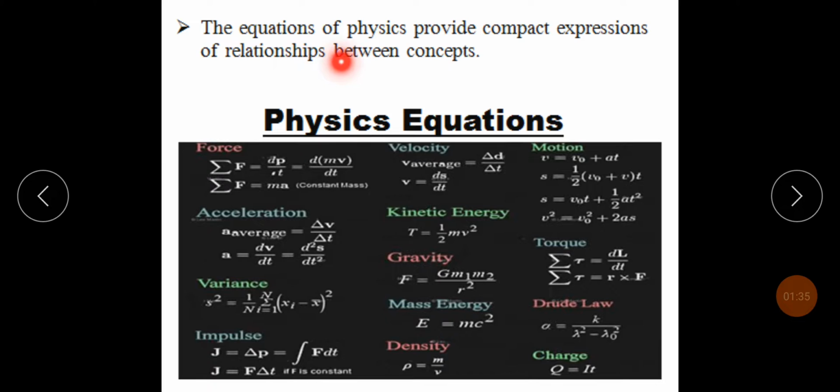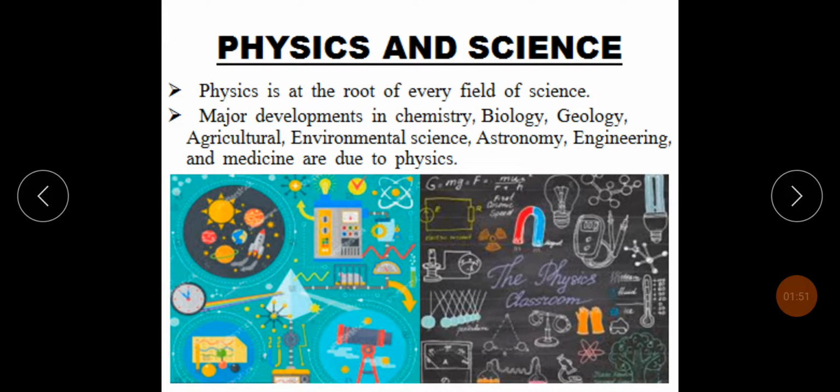The equations of physics provide compact expressions of relations between concepts. Also, when findings in nature are expressed mathematically, they are easier to verify or to disprove by experiment. Physics and science. Physics is at the root of every field of science. Major developments in chemistry, biology, geology, agriculture, environmental science, astronomy, engineering, and medicine are due to physics. And physics has made a lot of improvements in these sciences.